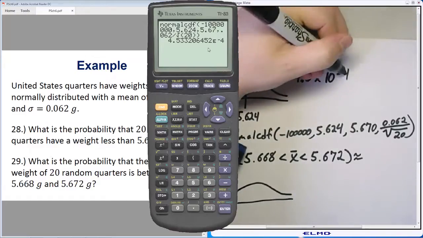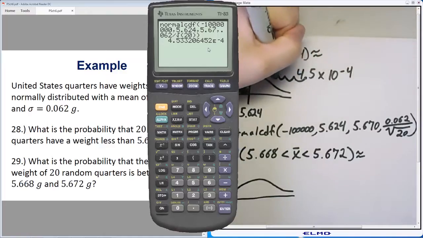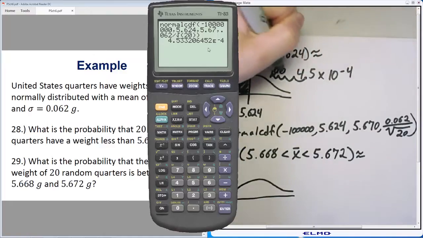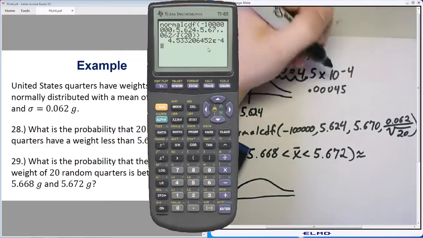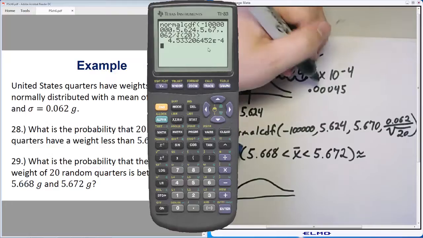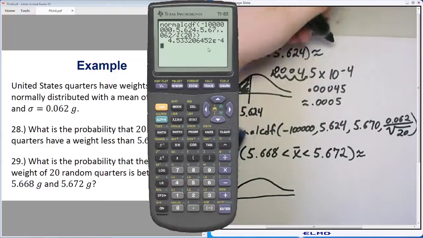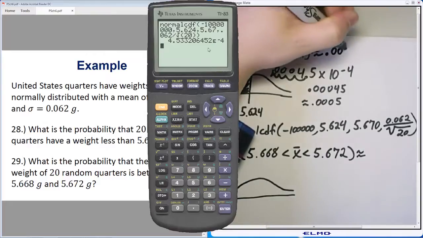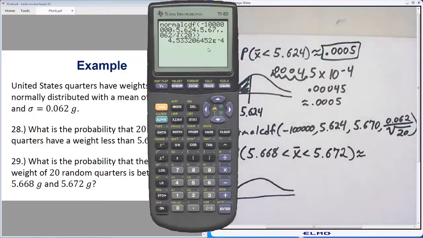Take your decimal, move it 4 places to the left. I'll move it 1, 2, 3, 4. I get 0.00045. Then round that to 4 places. So I get about 0.0005, and that's my final answer. When you have scientific notation given to you from the calculator, convert it out of scientific notation first, and then round to the number of decimal places that you need to.